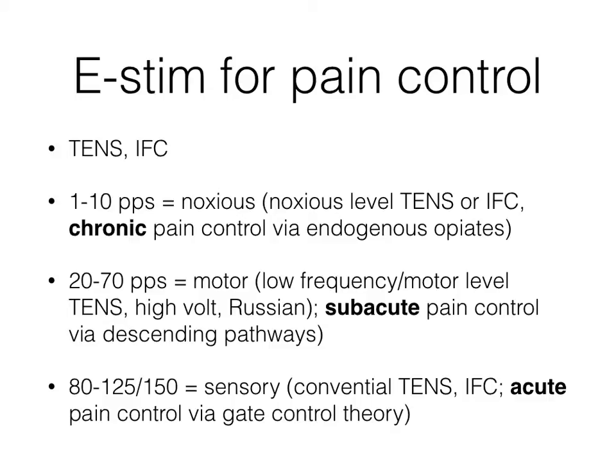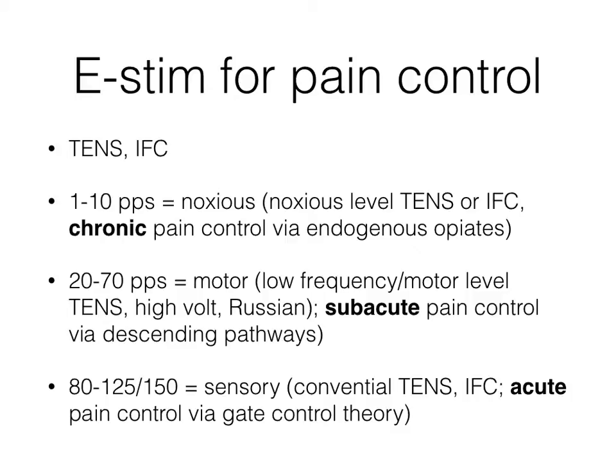And in noxious level TENS, the frequency is low, so we look at 1 to 10 pulses per second. And this is thought to stimulate the small C fibers, the fibers that carry pain information. So this might be a little bit more uncomfortable for the patient, but stimulating those C fibers is thought to provide some pain relief through the release of endorphins.